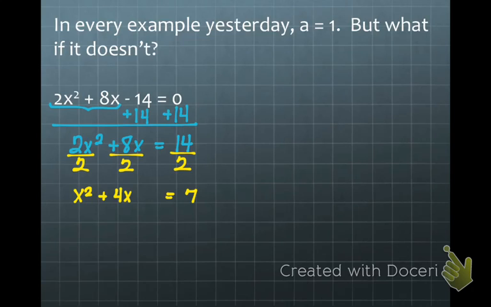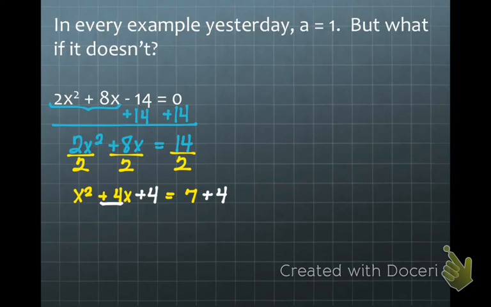So remember that when I complete the square, the way we do that is we take half of b, which is 4. Half of b would be 2. And then I'm going to square that. So 2 squared is 4. So I'm going to add 4 here. Whatever I add to one side, I have to add to the other.